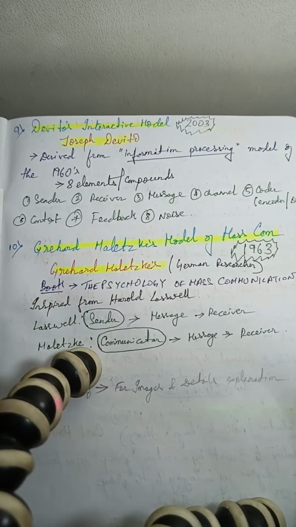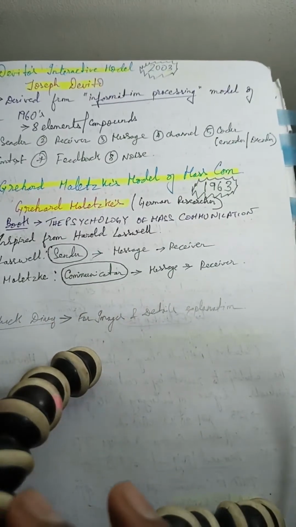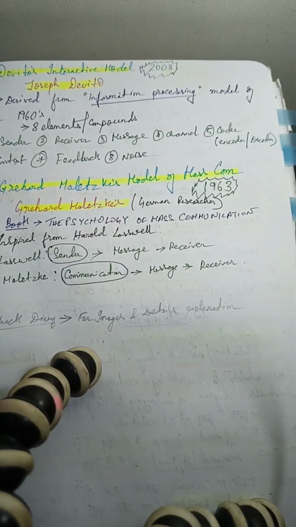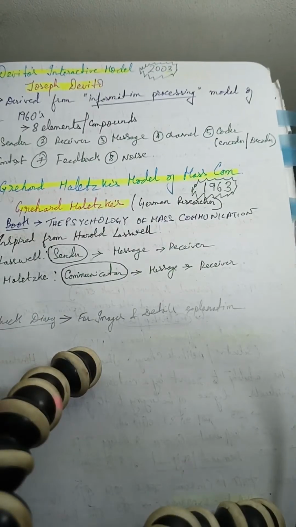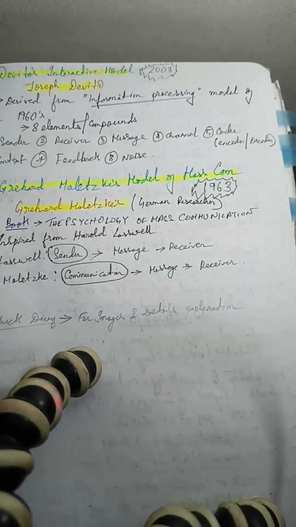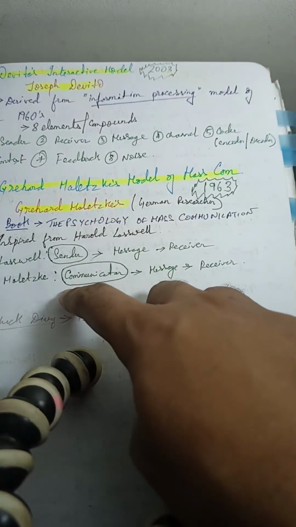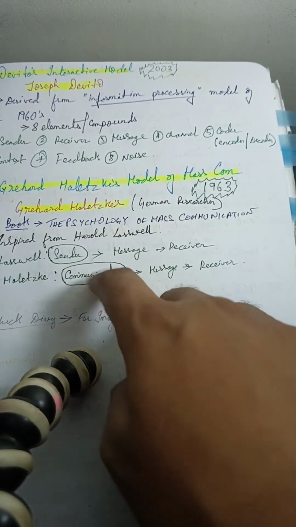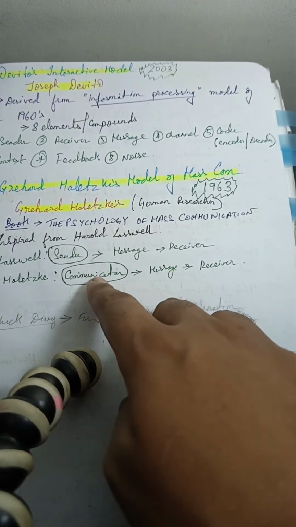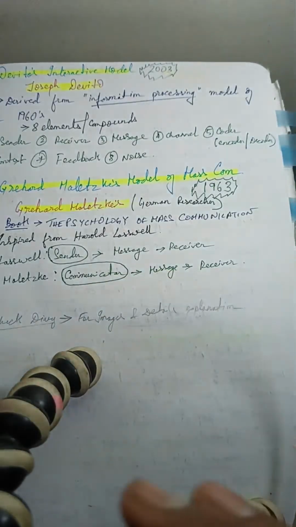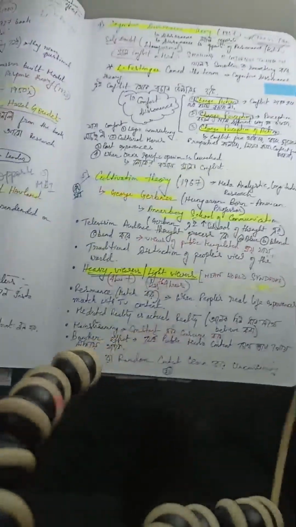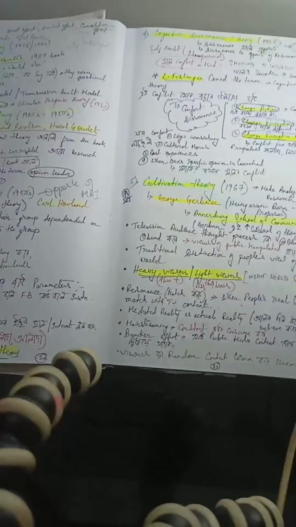Now last, we have the Gerhard Maletzke model of communication. It is by a German researcher in 1963. The book The Psychology of Mass Communication was inspired by Harold D. Lasswell. All right, it has been inspired by Harold D. Lasswell, and they are stating that Lasswell coined the terms sender, message, receiver, whereas Maletzke coined the term, it's not sender, it's the communicator. So this is the basic difference, and the communicator is communicating the message and the receiver is decoding the message for every individual. So this was it with the models of communication.